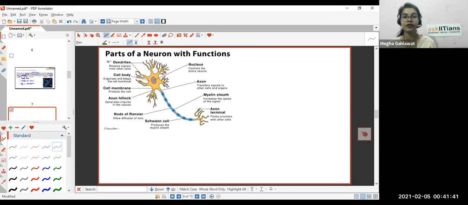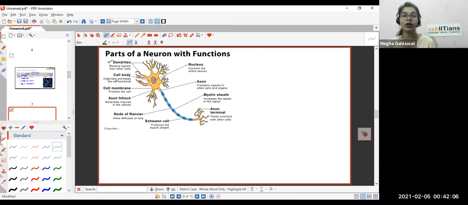We have the dendrites. First of all, the tentacle-type things that you're seeing in the neuron are the dendrites. Dendrites are the ones which are responsible for receiving the signal from the other neurons. Okay, and these neurons are arranged end to end like this, and they're making a complete trail. And these dendrites help in receiving the signals from the other neurons.